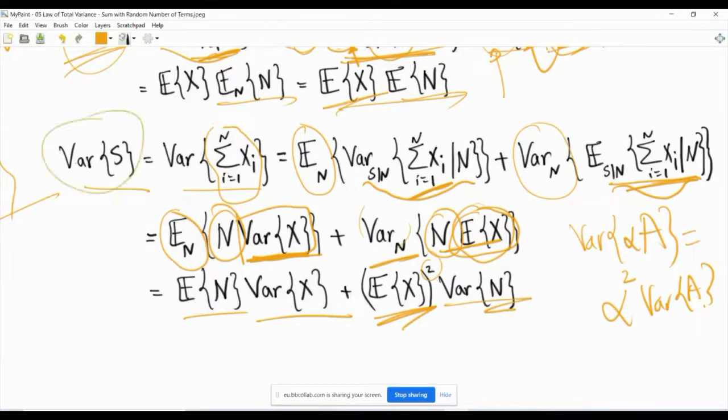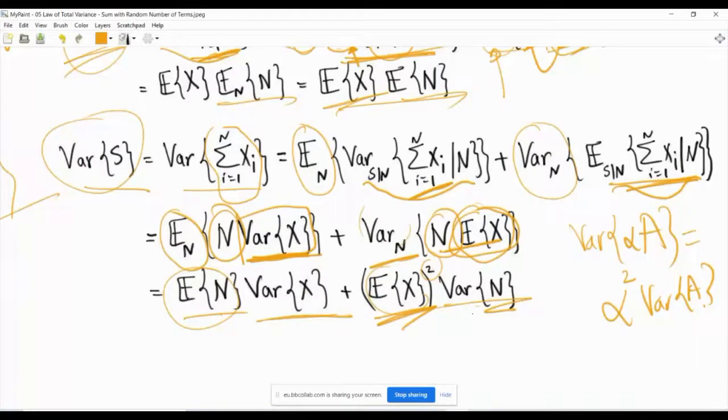So the variance of S is basically the sum of two terms. The first term is the expected value of N times the variance of X. The second term is the expected value of X, all squared, multiplied by the variance of N.